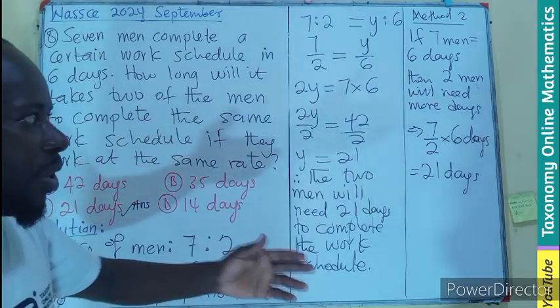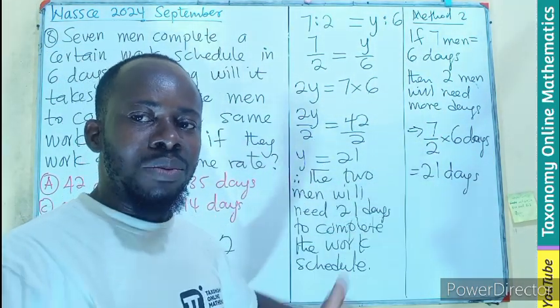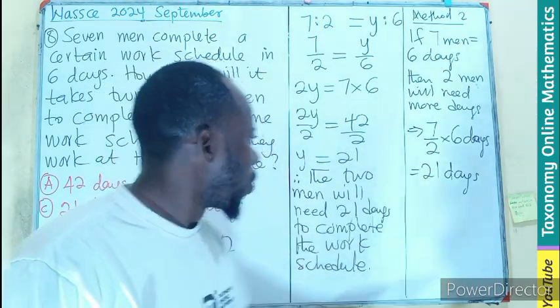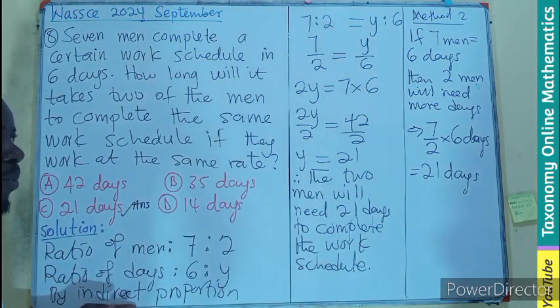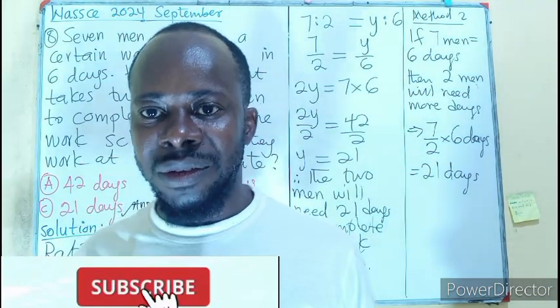You can either pick the direct method, as in making it if more, less divide, if less, more divide approach, or we take the indirect proportion approach and we still arrive at the same answer. I guess this is okay.